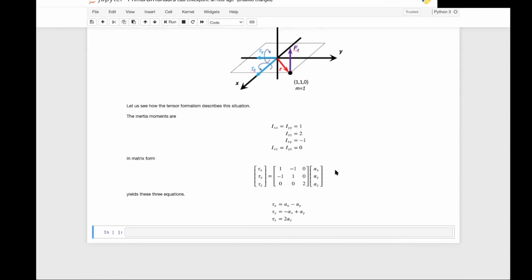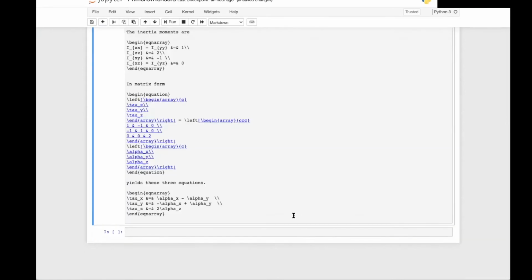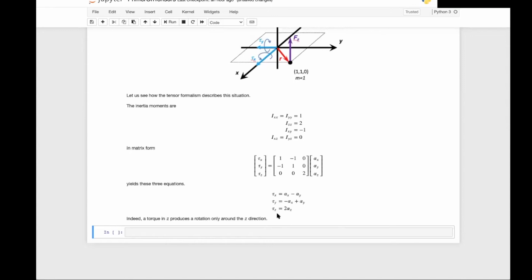Write this then in components for the three equations. This is what we get: tau x is equal to alpha x minus alpha y, tau y is equal to minus alpha x plus alpha y, and tau z is equal to 2 alpha z. So what is the interpretation? Indeed, we see that a torque in Z only produces a rotation around the Z-axis.